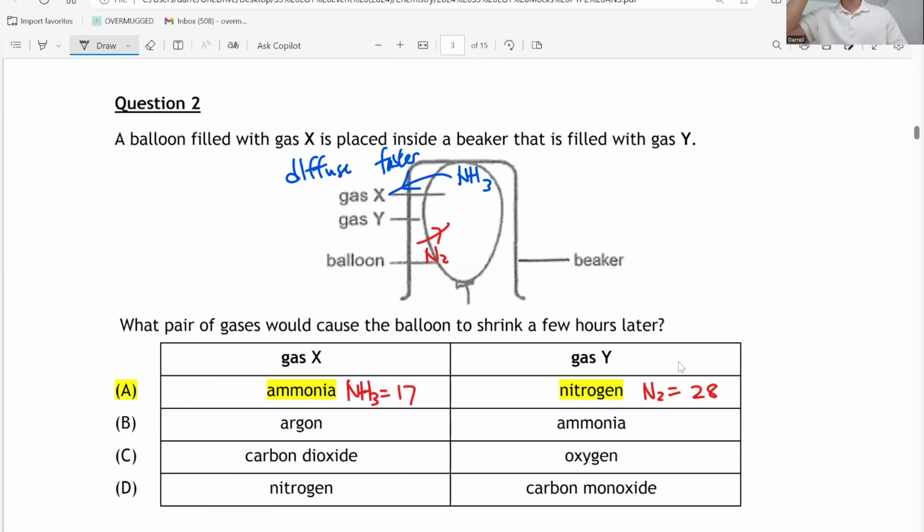Question 2 is just a case of diffusion. If you want the balloon to shrink, you need gas X, which is inside the balloon, to diffuse out faster than gas Y can diffuse in. So you need the gas X to be lighter so that the diffusion is faster as compared to gas Y. So you're just choosing an option that gives you this X, which has MR lower than gas Y. Therefore, the answer is A.